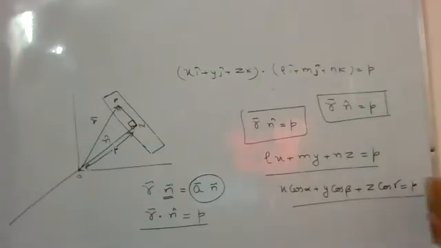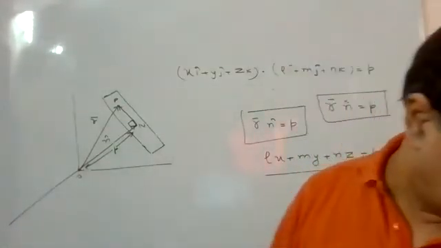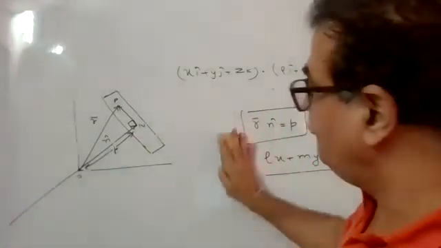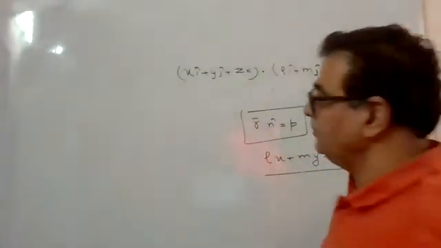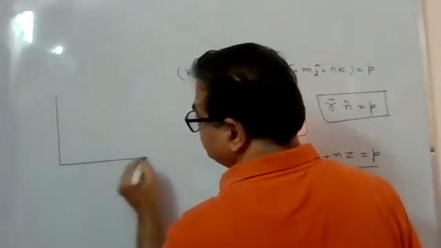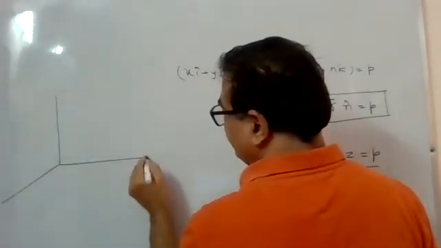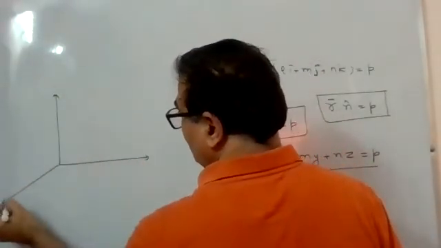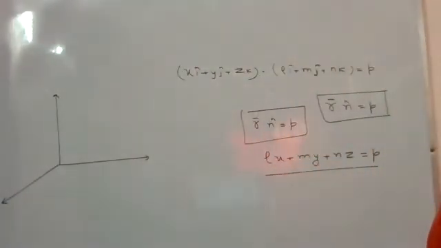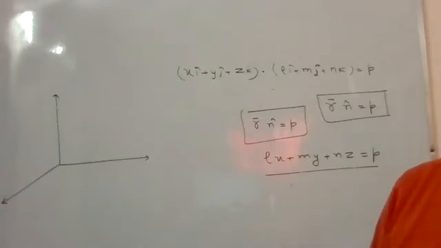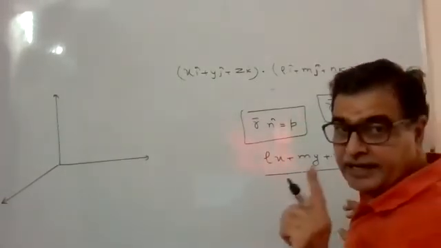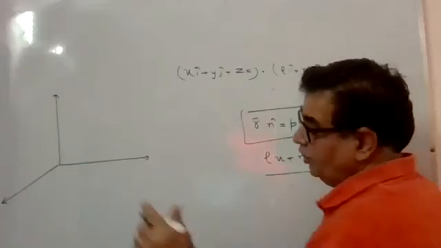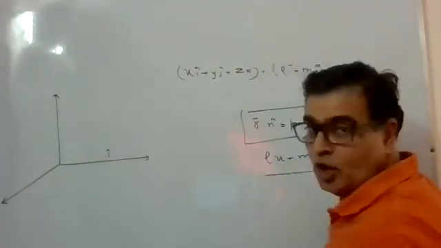Find the vector equation of plane which is at a distance 5 unit from the origin, and i cap as the unit vector normal to it. I cap is the unit vector normal to it.